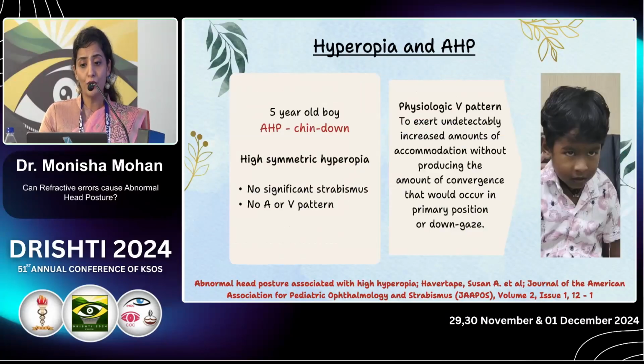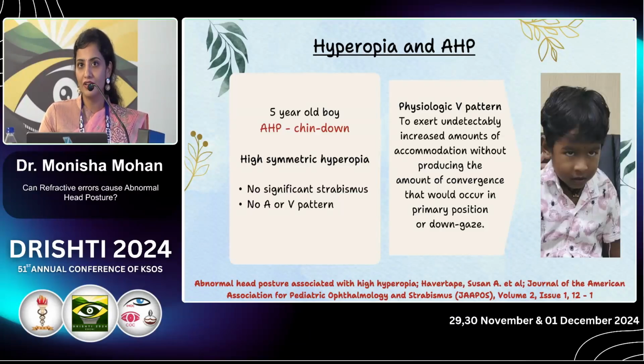Hyperopia and AHP. This is a 5-year-old boy who had an AHP of chin down. A high symmetric hyperopia can present like this. Note that he did not have any significant strabismus nor an A or V pattern. So why do they have it? He is just using a physiological V pattern.